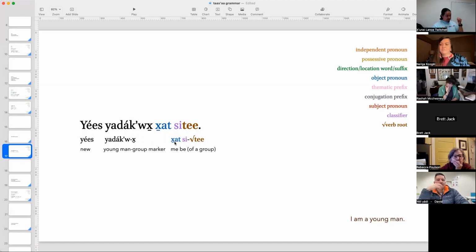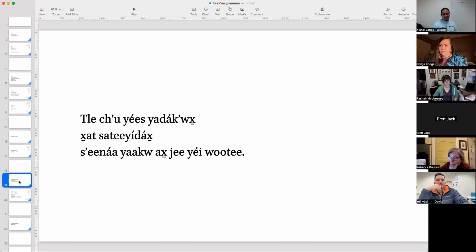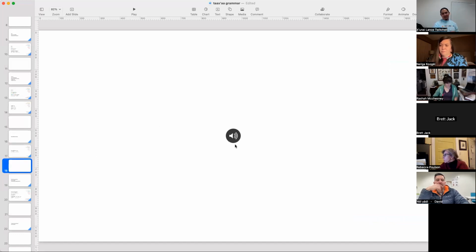So you've got chat, it's blue, there's that object, right? Se, that's the classifier. It's plus I, which means it happened. T, the verb root to be. Okay, so again, this glossing is not an item by item thing. It's just sort of saying, oh yeah, these things together mean I am one of these. Okay. We might be at, how long is the next one? Okay, last one.